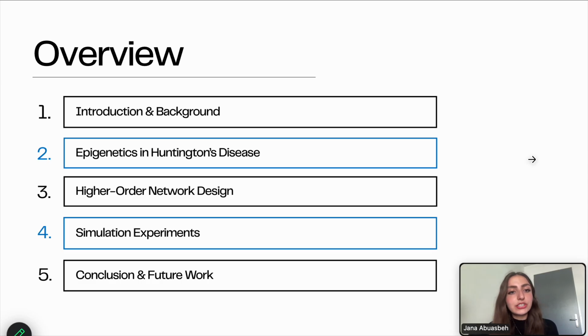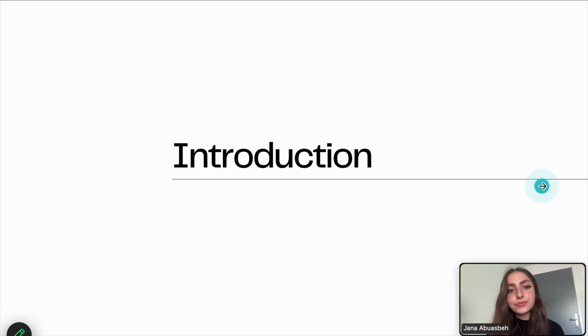I'll cover 5 main sections today. First, a brief introduction to the project and some background on Huntington's disease. Then I'll introduce the important role of epigenetics in its development. After this, I'll explain my higher order network design approach and show you the specific adaptive model I created. After that, I'll demonstrate the model through simulation experiments to show both disease progression and therapeutic intervention. And finally, I'll conclude with the main insights and discuss some future research directions.